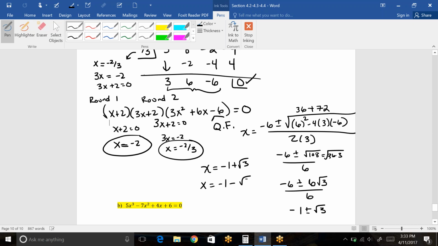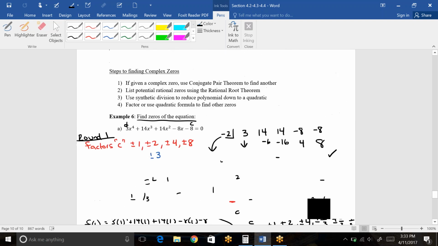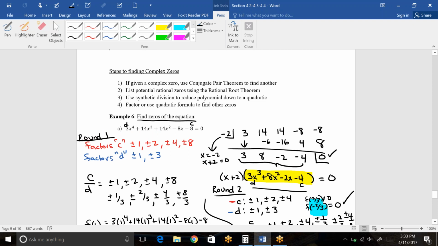So notice we got 4 different zeros. All of them happen to be real zeros. None of them actually turned out to be imaginary this time, but we never would have gotten this without the rational root theorem because we had a polynomial that we didn't know how to factor. And because of the rational root theorem and a lot of work, we were able to factor it down and find all of the zeros.